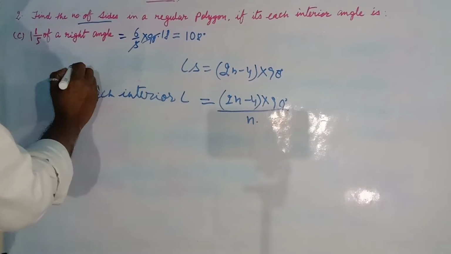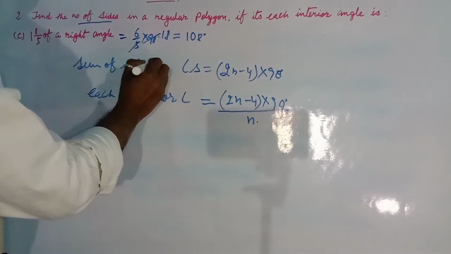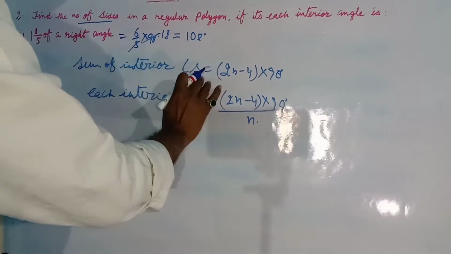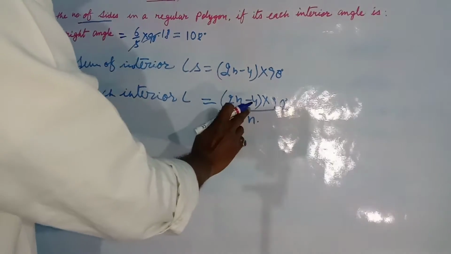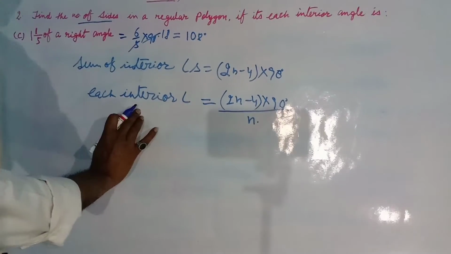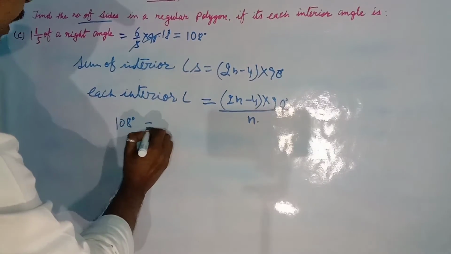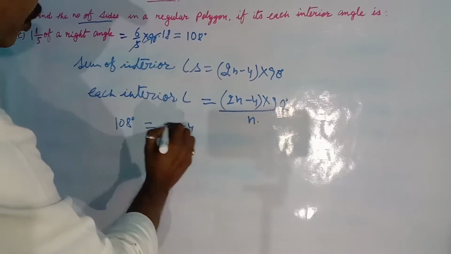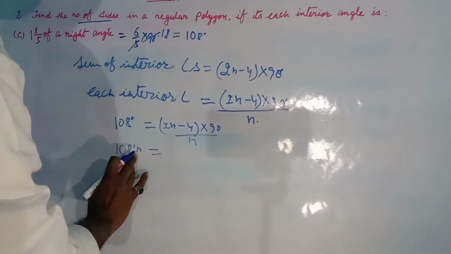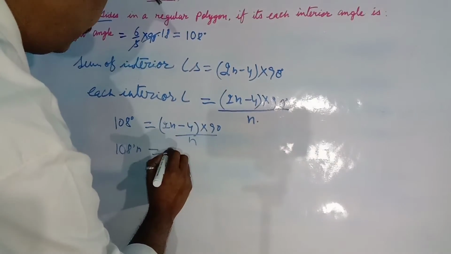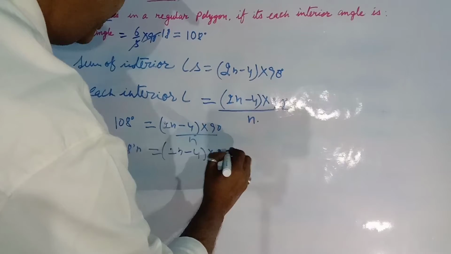Now once again we will first find the sum of interior angles. The sum of interior angles is equal to (2n minus 4) times 90 degrees, and then each interior angle equals (2n minus 4) times 90 by n. Now we have each interior angle 108 degrees, so here we will write 108 degrees equals (2n minus 4) times 90 by n. Then 108 degrees times n equals (2n minus 4) times 90 degrees.